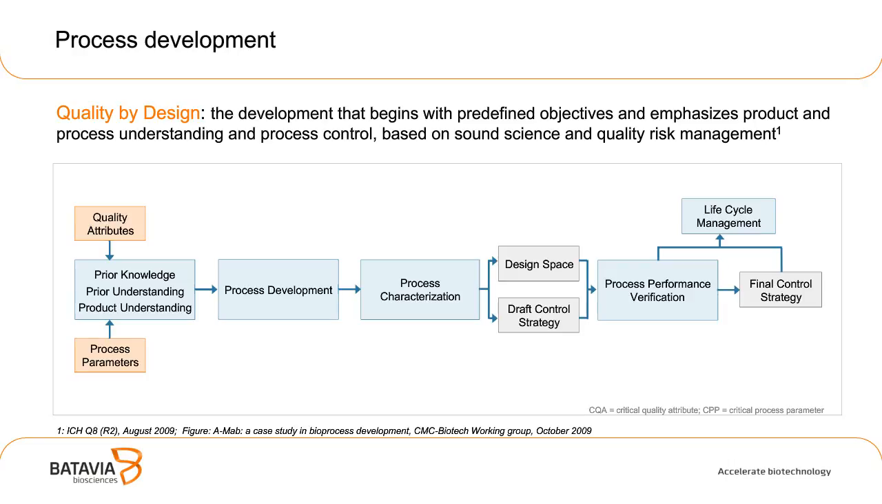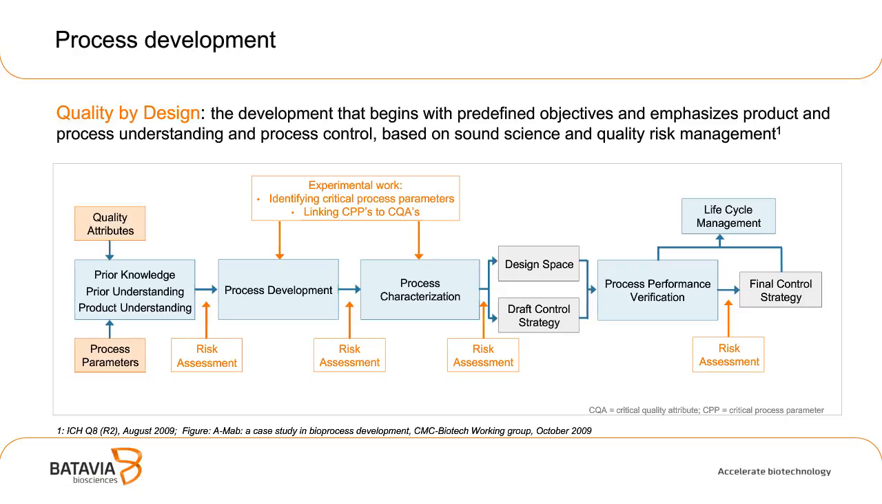Of course, if you do process development and process characterization, you will do experimental work where you identify the process parameters that are critical and you link these process parameters to your critical quality attributes. But also, as the definition of quality by design says, you should use quality risk management throughout your whole process development. So in the beginning, you can use risk assessment to select those parameters you want to take in your process development or later on in your process characterization.